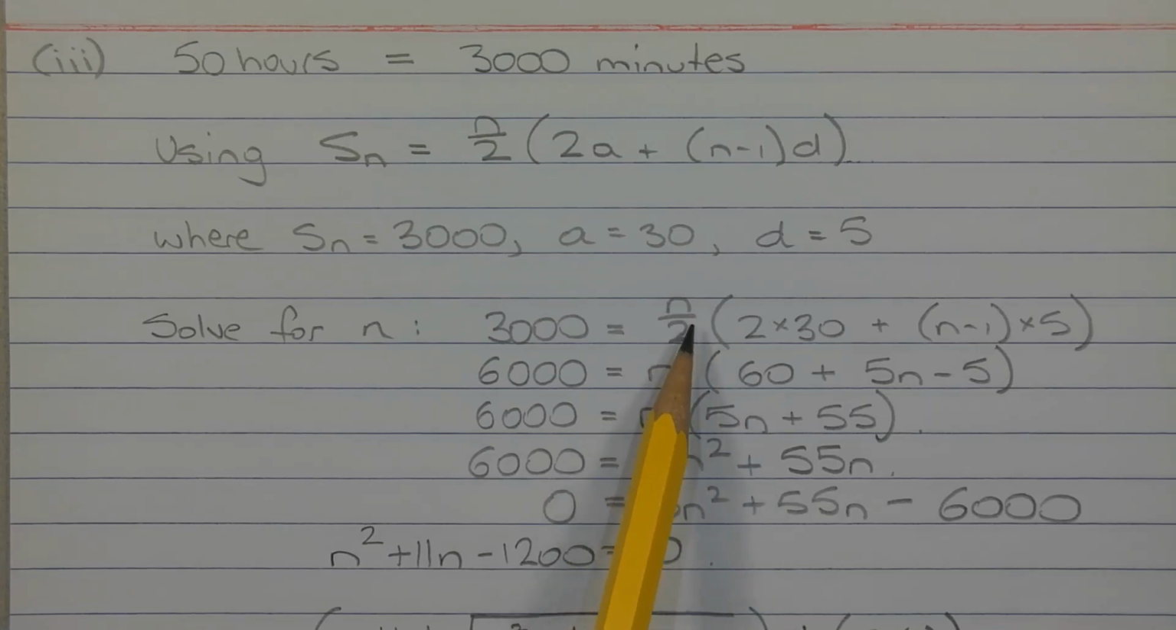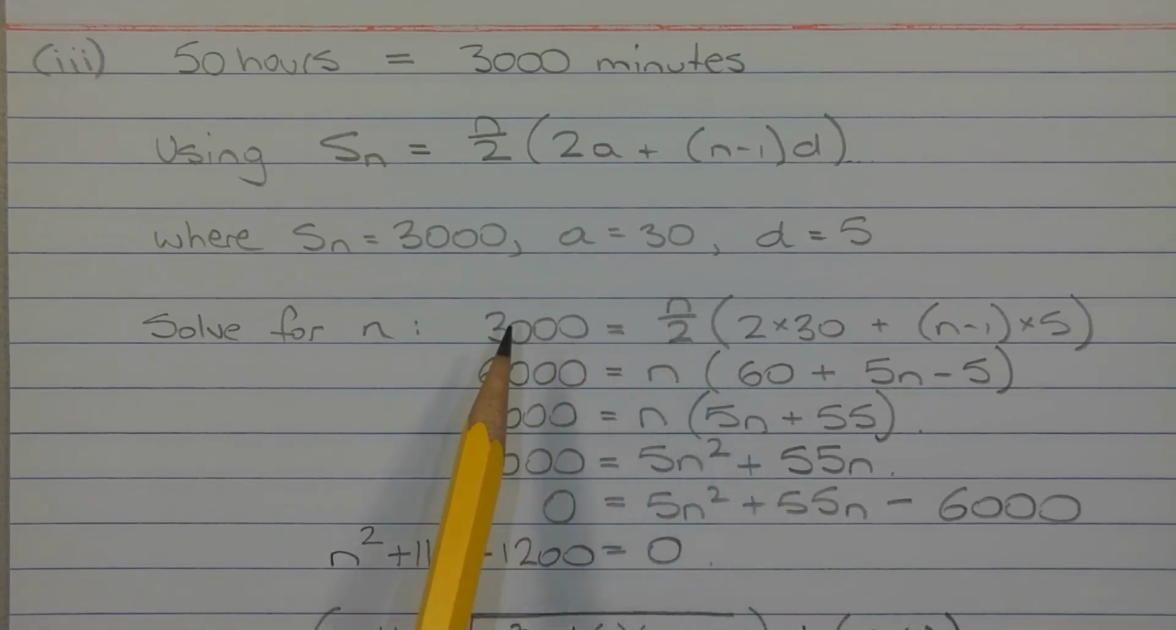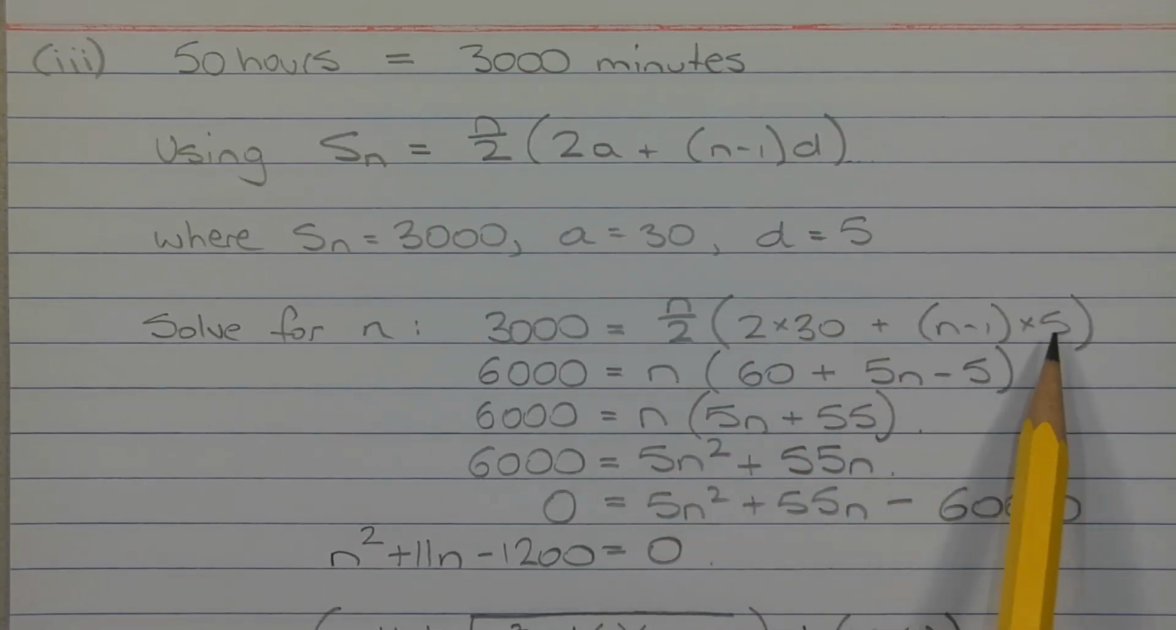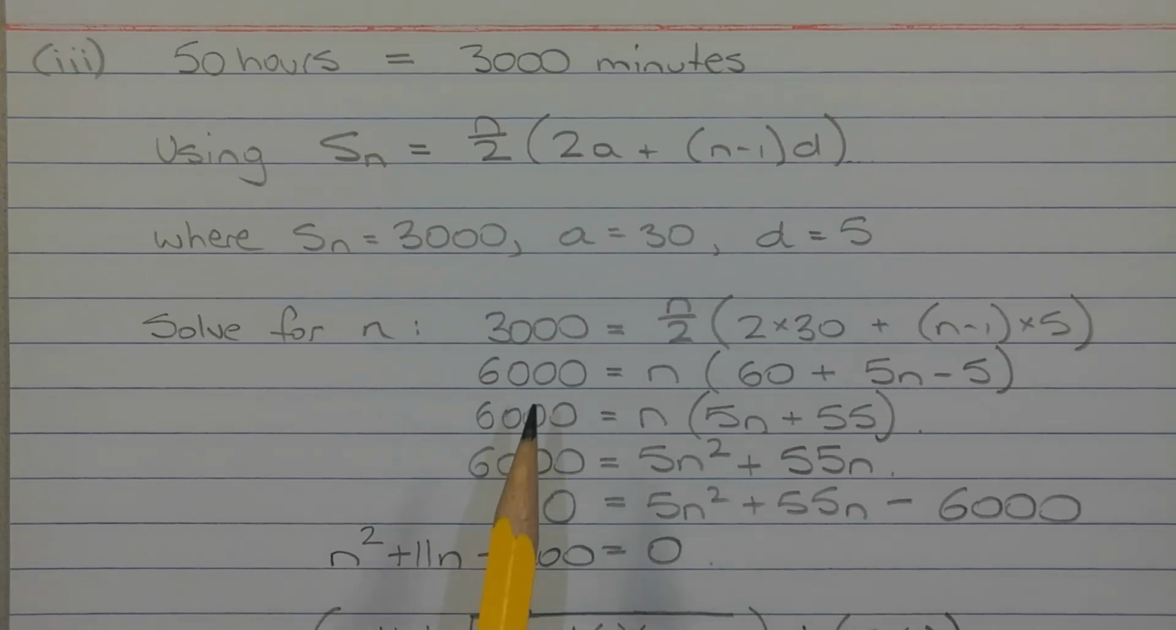Now we can move this denominator 2, which is a division by 2, over to the left-hand side by multiplying 3,000 by 2. We can also multiply the 2 and the 30 together, and we can expand the brackets here. We can do that all in one step. So we get 6,000 equals n times (60 plus 5n minus 5). Now we can combine the like terms. So 60 minus 5 is 55. So the equation becomes 6,000 equals n times (5n plus 55).